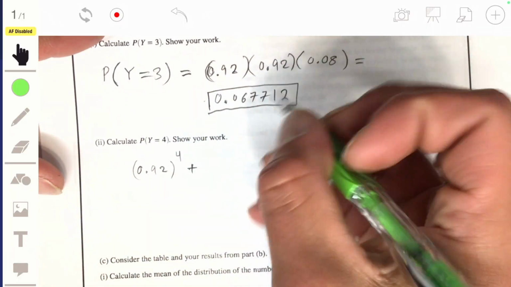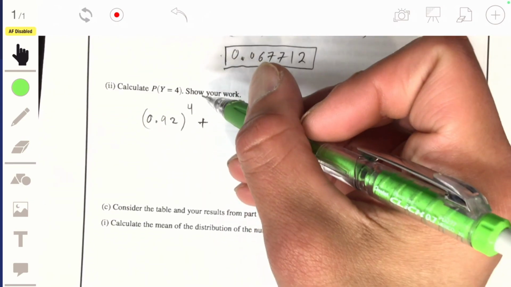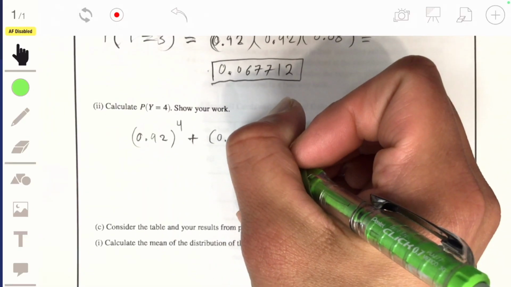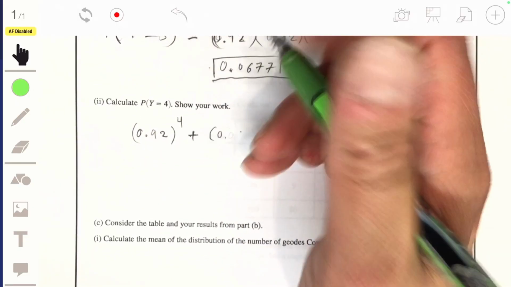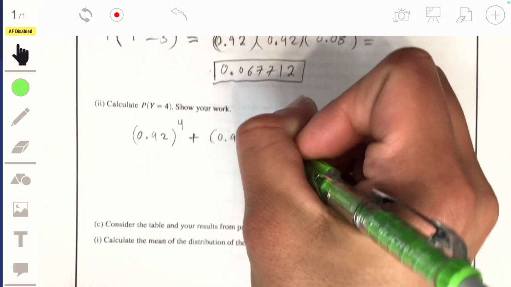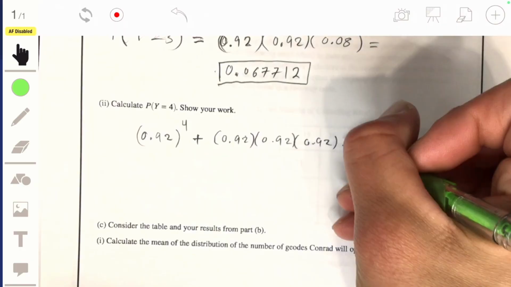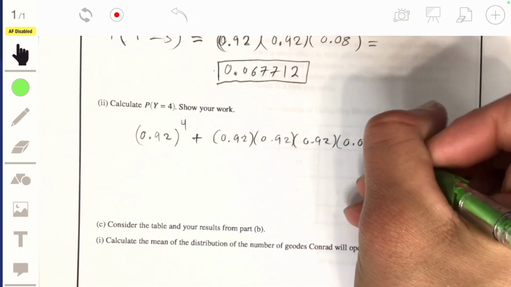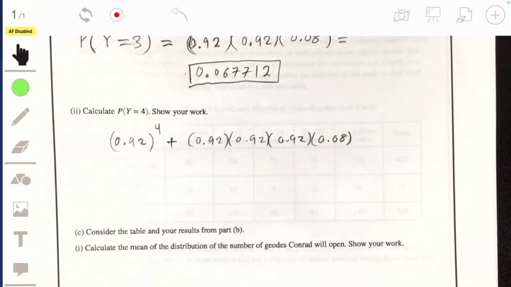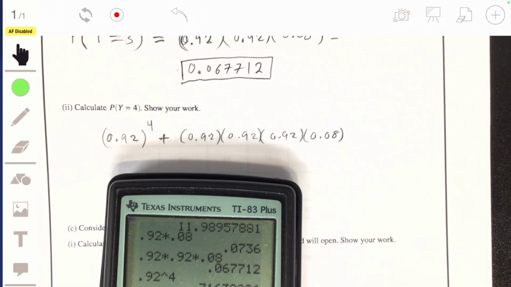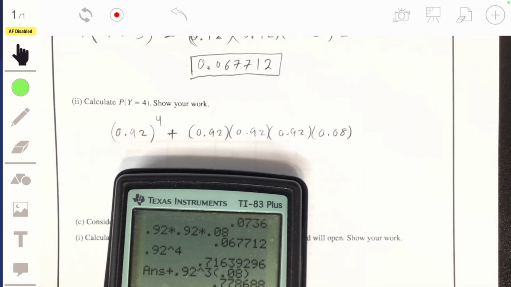Now we have to add this to the probability of how else the game could end on the fourth try, and that's by missing the geode on the first 3 tries, so 0.92 times 0.92 times 0.92, but he could get it on the 4th try, which is 0.08. So these are 2 ways the game could end, and we just add these together. So 0.92 to the 4th plus 0.92 to the 3rd times 0.08. About 77.86%.